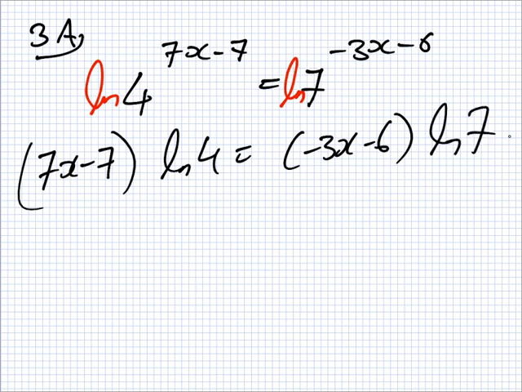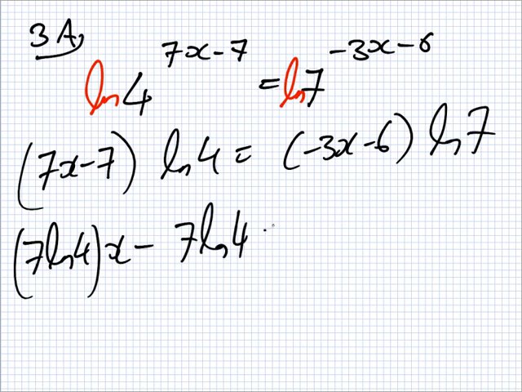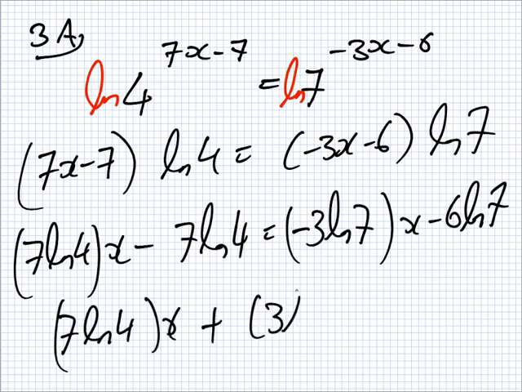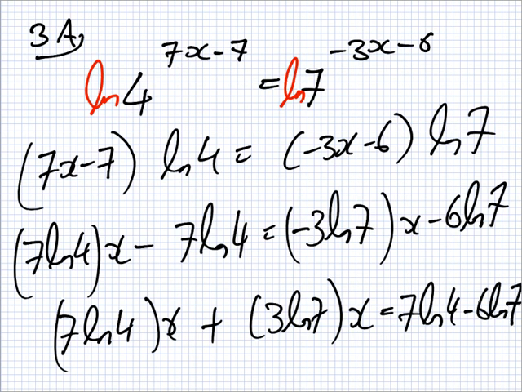Now I shall expand. So I get 7 log 4 x minus 7 log 4 equals minus 3 log 7 x minus 6 log 7. I'll take my x's to the left. So I have 7 log 4 of x plus 3 log 7 of x equals 7 log 4 minus 6 log 7. I took this guy to the right and this one to the left.